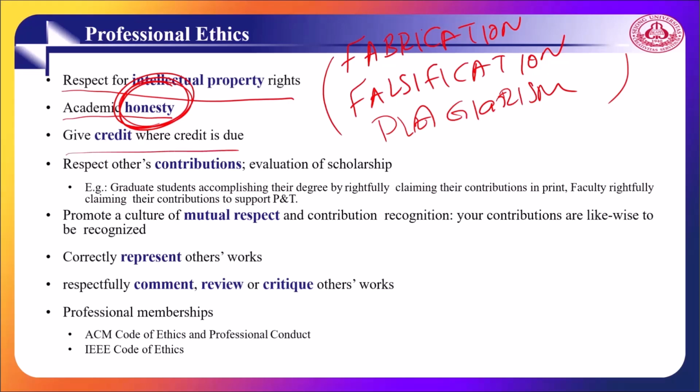Give credit where credit is due. We have to properly cite all sources and contributions of other researchers. We must acknowledge the work and ideas of others that have influenced our research. We have to respect others' contributions and the evaluation of scholarship. We have to fairly and accurately evaluate the work of others. We have to provide constructive feedback and recognize the contributions of colleagues and collaborators. We have to ensure that we represent other researchers' work correctly in our own research. We must avoid misinterpretation and misrepresentation of their findings.